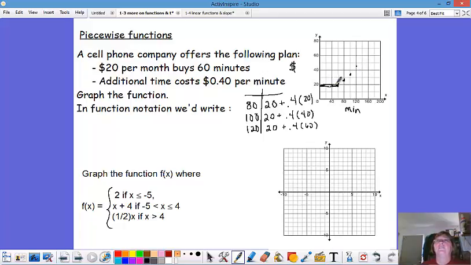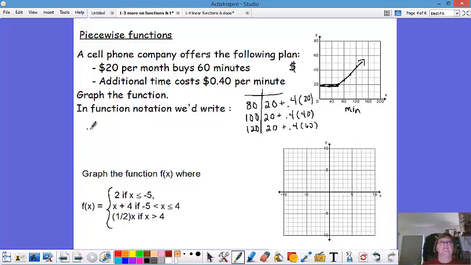Now, our graph is flat, even though mine looks a little scribbly. But as soon as we get past the 60-minute mark, that price starts climbing, and it climbs at the same rate from there on out. A piecewise function, you can see this is broken up into two pieces. The first piece is through those 60 minutes, and then the second piece, any minutes beyond 60.